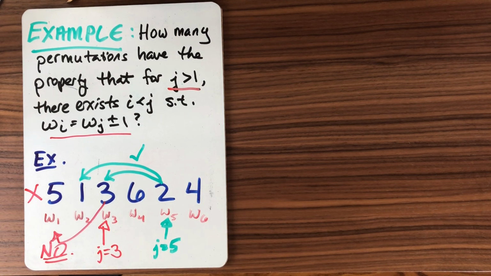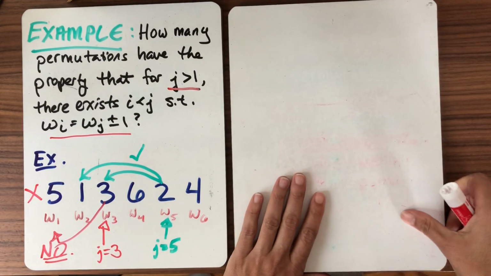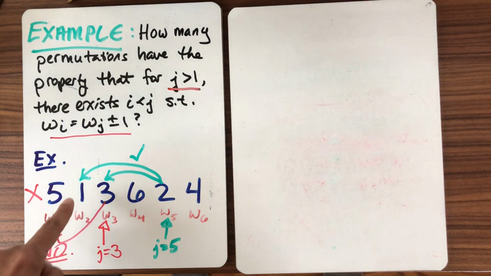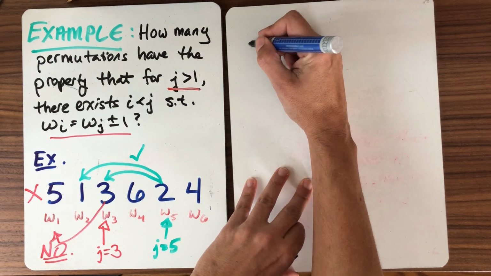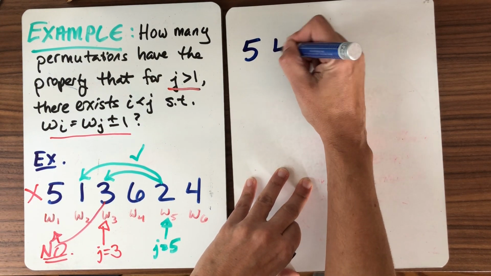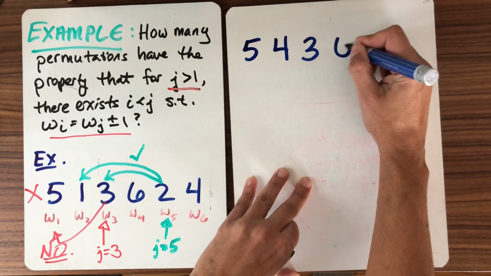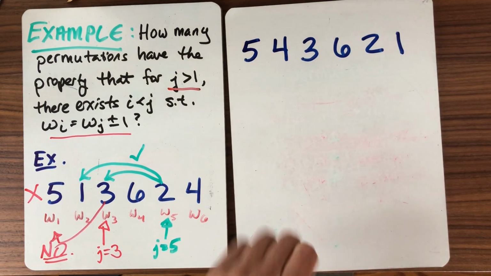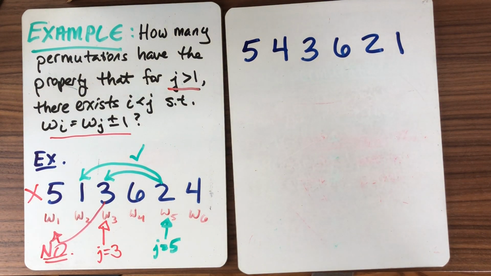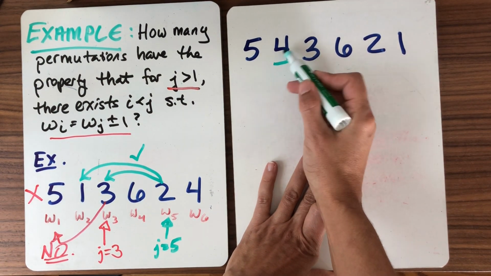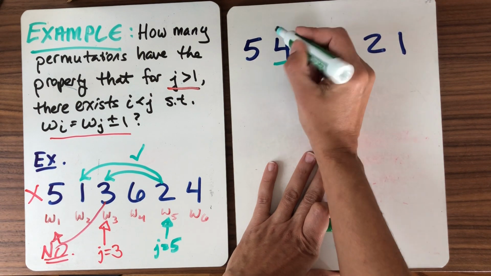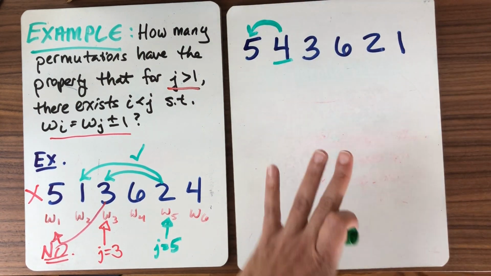So this permutation fails the property. Okay, let's do another example. And here, the number 1 also failed the property. So let me just switch this example a little bit. Let's take the permutation 5, 4, 3, 6, 2, 1. Let's go through and systematically check, does this permutation have this property? So what we do is we take the number 4 and we look to its left and we try to find 3 or 5. I have found the number 5, so I'm happy.